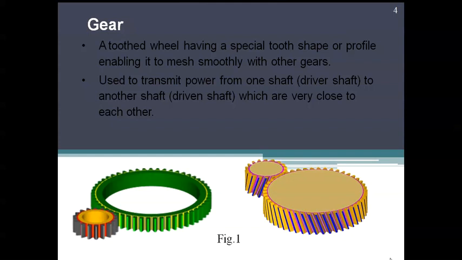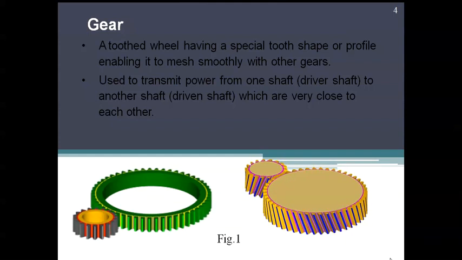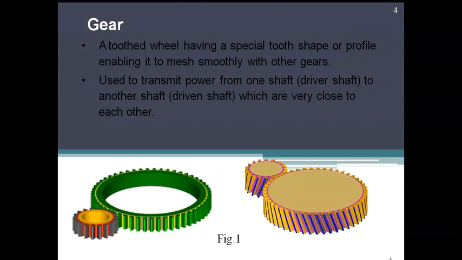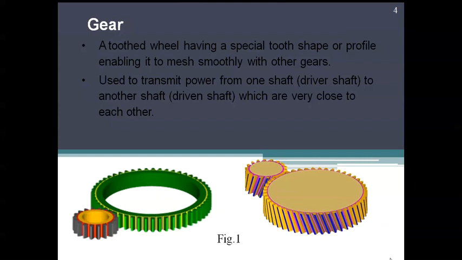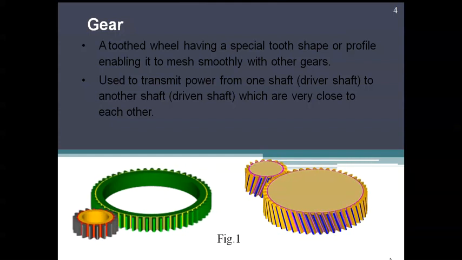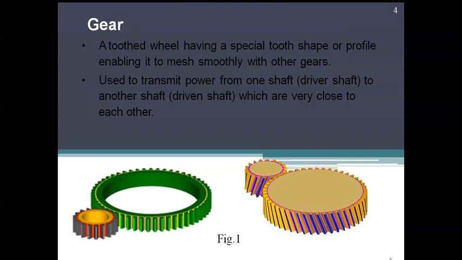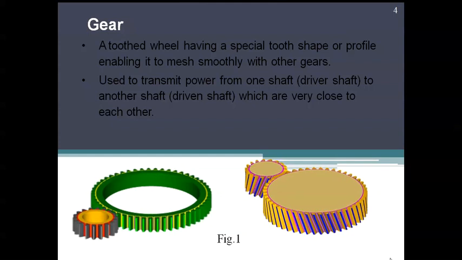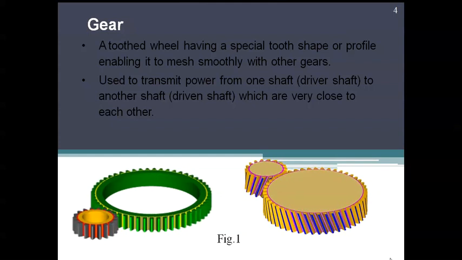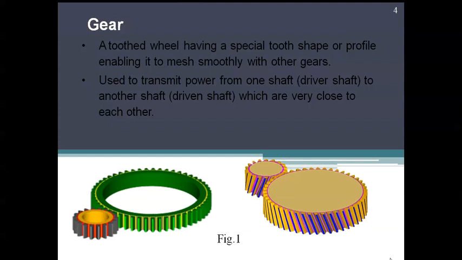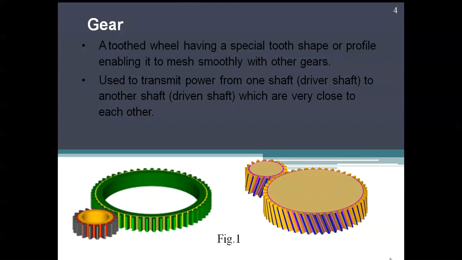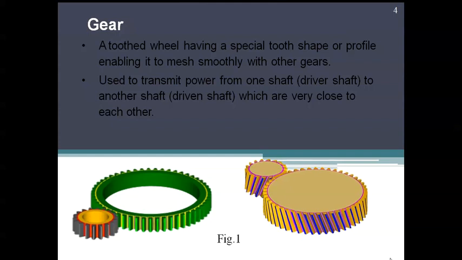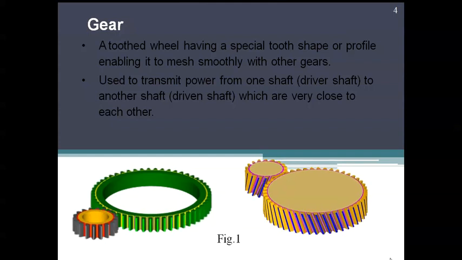So here the gear drive will also provide when the center distance between the two shafts is less, and gear teeth are employed mainly to change the speed. So here we can easily change the speed using the gears, and to change the power ratio we use the gears, as well as to change the direction of input and output. So in these places we use the gears.